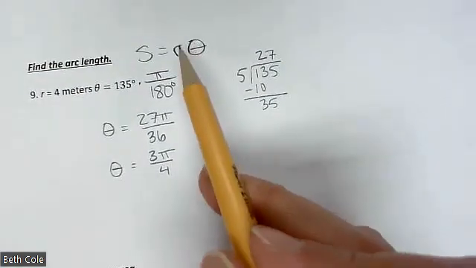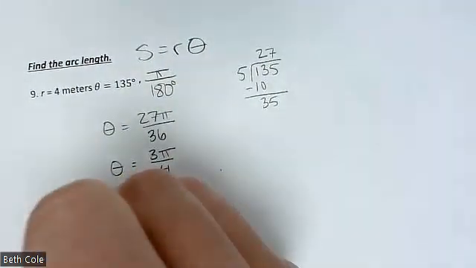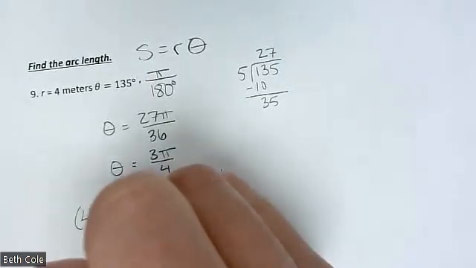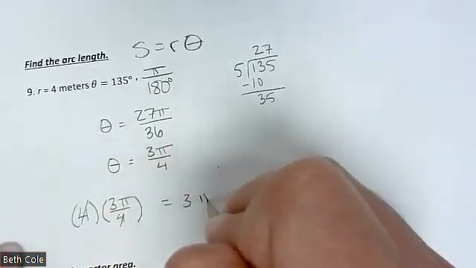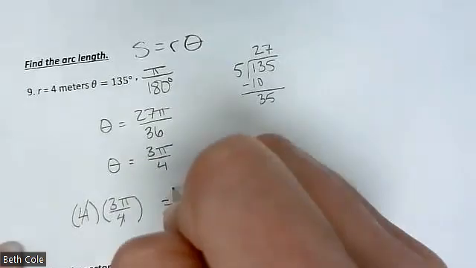All right, and then all you do is literally multiply them together. R is 4, theta is 3 pi over 4. So actually what happens to the 4s? Yeah, they cancel and you get 3 pi meters as your answer.